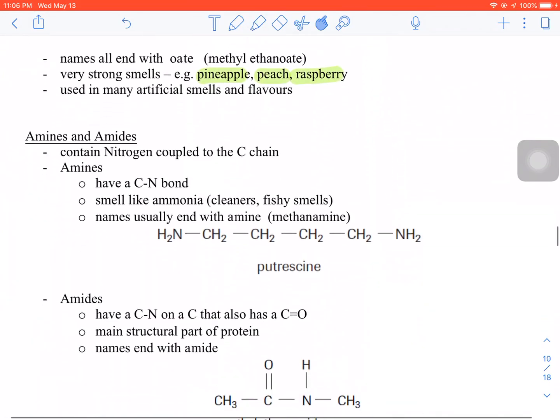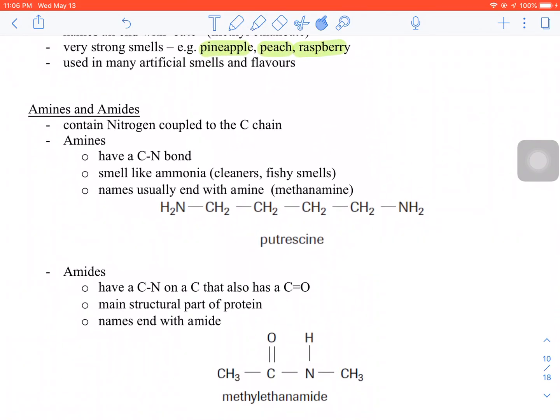If we keep on going, the last groups are the ones that contain nitrogen, and those are the amines. So here's an amine right here. They often have very strong smells. Here's the NH2 coupled to carbon. Here's another NH2 on the same molecule coupled to carbon. This particular compound is called putrescine, which probably gives you a clue about what it smells like. It smells like rotting meat, and it is a very revolting, horrible smell.